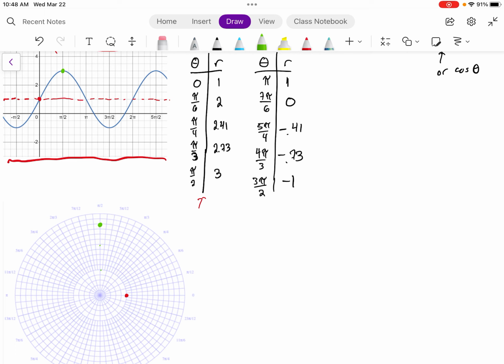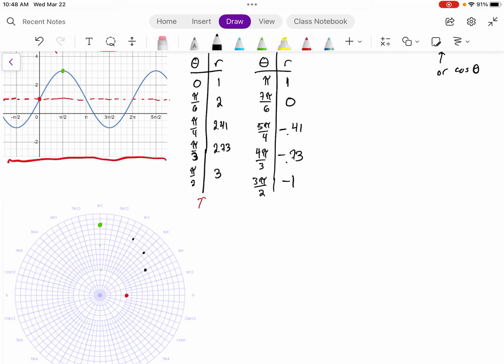Maybe that's 3. Okay, so we have these things, and now let's think about what is happening in between. At pi over 6, I'll just use black for these points because they're sort of in between and kind of boring. Pi over 6, we're out at 2, so maybe that's out here, not super far away. Pi over 4, we're only a little bit farther, so maybe like here. And pi over 3, here we're just a little bit farther out, so maybe out here.